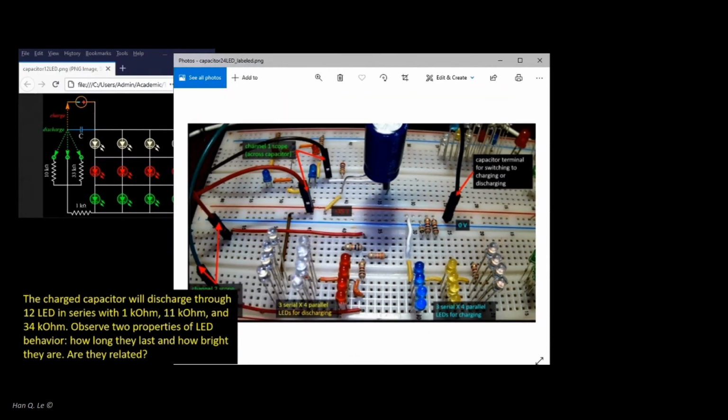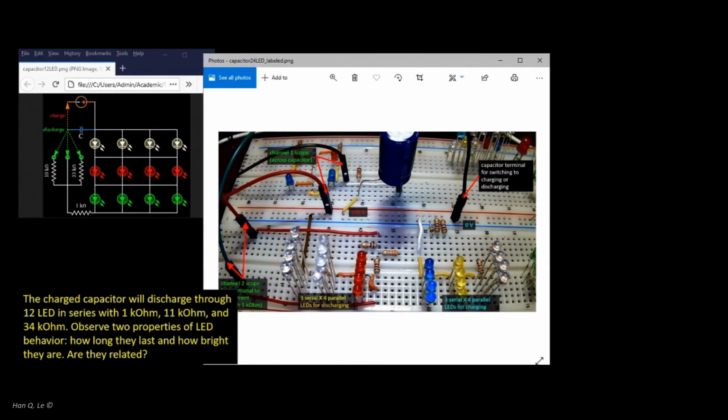This shows the correlation between the schematic and the breadboard circuit. Shown are the LEDs and the set of resistors. Keep in mind that one resistor, the 1 kilo ohm, will be used to measure the current via Ohm's law, using scope channel 2. Observe the 12 LEDs in the following.